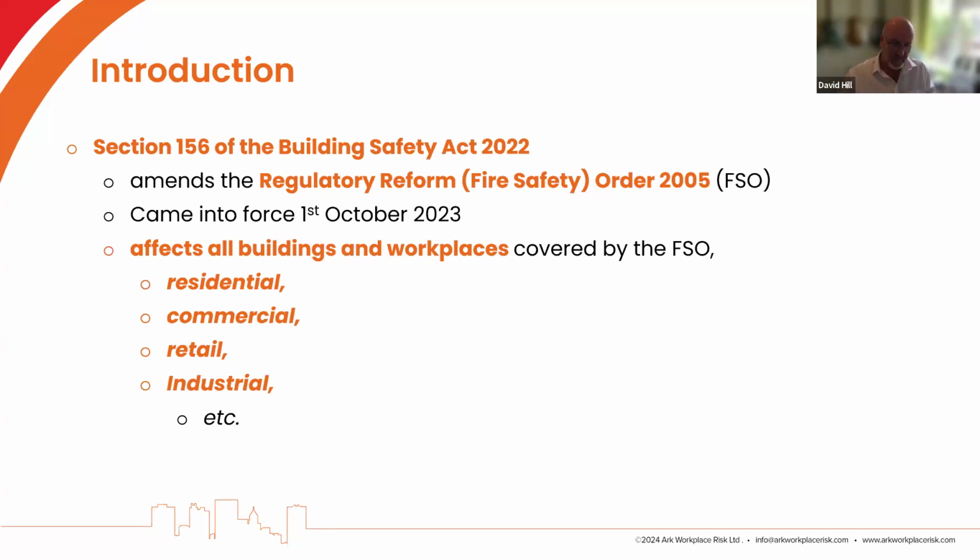There are some exemptions, but any type of residential building, commercial office building, retail building, industrial, etc., is covered by the changes to the fire safety order. So we need to be very aware of that. This isn't just residential. Now, as I go through the presentation, you will see I mention residential quite a few times, and that's because there are some specific issues surrounding that. But the basic aim of Section 156 is to improve the quality of fire risk assessments for all, not just within the residential sphere.